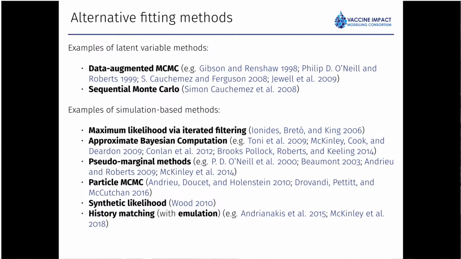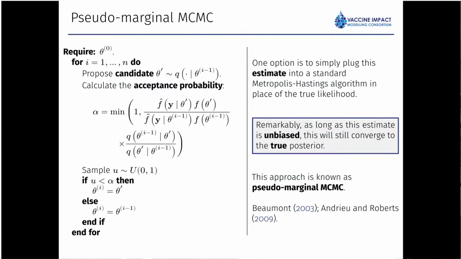What we're going to look at today is this particular method, Particle MCMC. But I just wanted you to be aware that there are lots of approaches, and this is just one of them, okay? And I chose this one because I think it would be the easiest to illustrate the ideas based on what you already know from the course. Okay, so in order to understand particle MCMC, we have to understand something called pseudo-marginal MCMC.